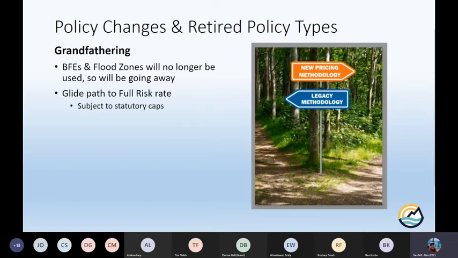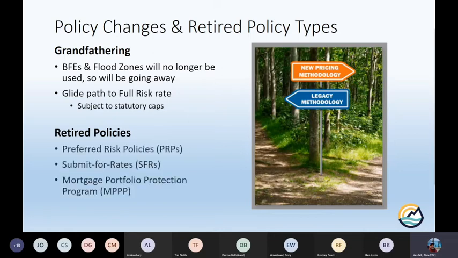The other thing that's going to be happening, again, I mentioned this before, is that there are going to be several policy types that are going to be retired. These are going to be our preferred risk policies. PRPs are only available in X zones. We're not considering flood zone anymore, so PRPs are going away.